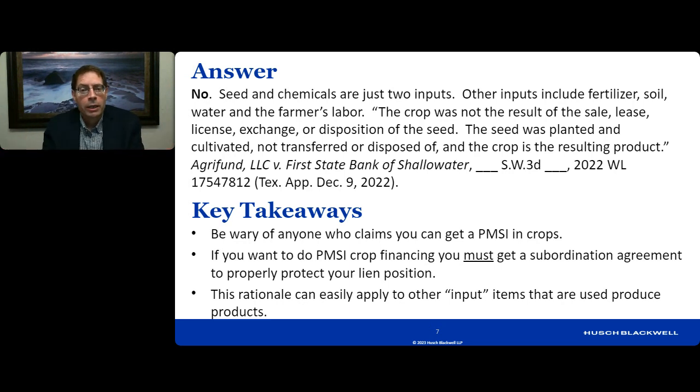Then you mix it all together, you have to wait, and then voila, you get a crop. The point here is, I have the quote from the case. It says the crop was not the result of the sale, lease, license, exchange, or disposition of the seed. The seed was planted and cultivated, not transferred or disposed of, and the crop was the resulting product. Okay, so what are the takeaways here?